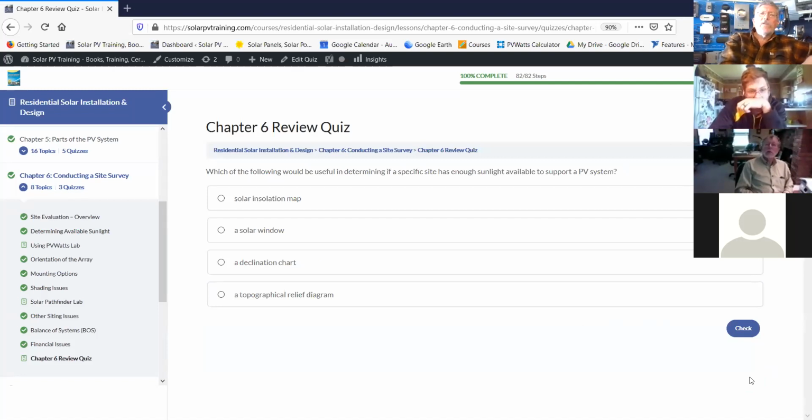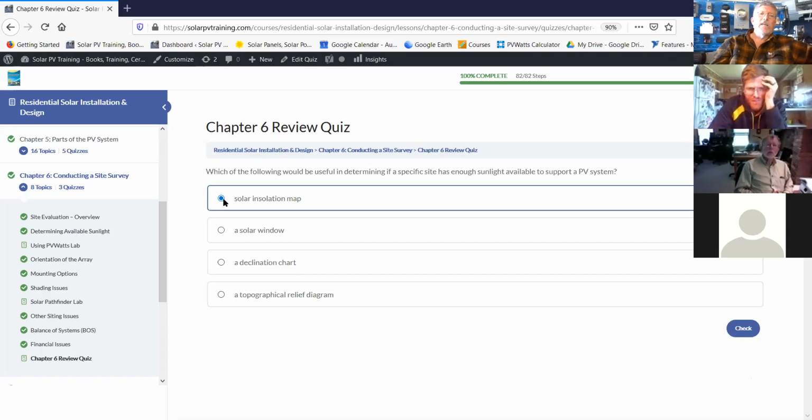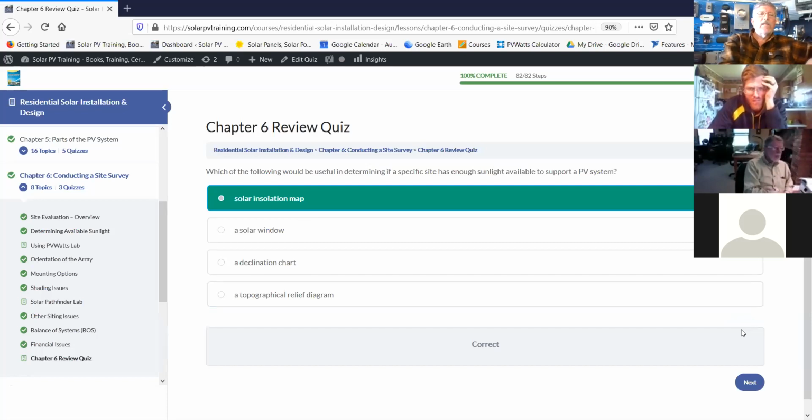Which of the following would be useful in determining if a specific site has enough sunlight to support a PV system? Solar insolation map. Yeah, the insolation map, this is a tool that we used quite a lot, but anymore we just use PV watts because these insolation maps that told you how much sunlight was in different areas were notoriously poorly done. So with the PV watts, you can really drill down to get specific information about a specific zip code or weather station or whatever.